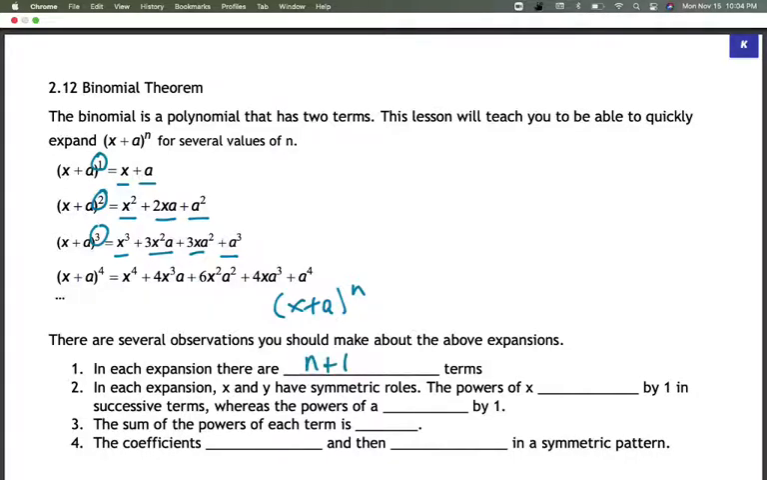In each expansion, the x and a have symmetric roles. Actually, I said y, but this is an a. Sorry about that. So they have symmetric roles.